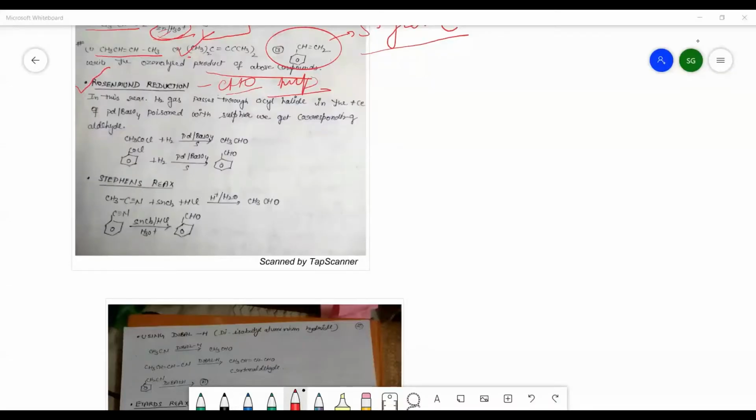Now we will discuss the Rosenmund reduction. In Rosenmund reduction, hydrogen gas passes through an acyl halide in the presence of palladium barium sulfate poisoned with sulfur. We will get the corresponding aldehyde. Means this reaction, Rosenmund reduction, is specially to generate the CHO group.